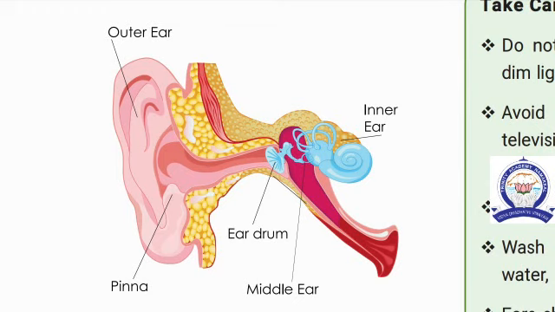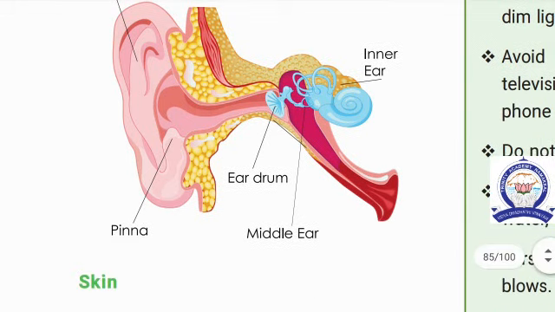The middle portion is the eardrum. It consists of an eardrum. Then this is the posterior portion of the ear. This is called the inner ear. So, what is the function of the ear? It helps us to differentiate the sound around us. Okay, the outer portion is called the pinna.